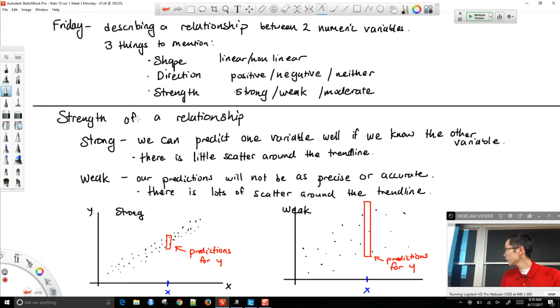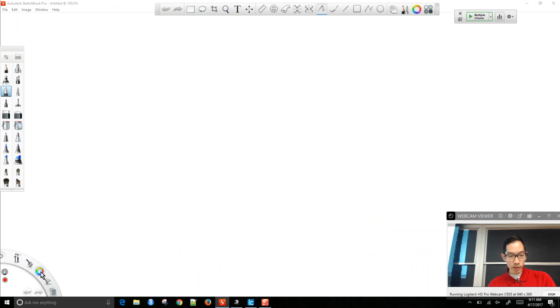All right, and so just like many other things in statistics, rather than just using the terms strong or weak, we like to quantify these things. And so we have a summary statistic that captures the direction and strength of a relationship between two numeric variables. And that thing is called the correlation. I guess the full name is the correlation coefficient.